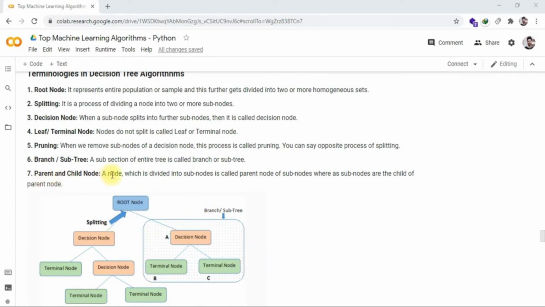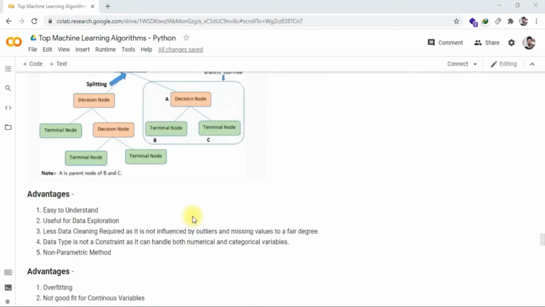And now the parent and child node. A node which is divided into subnodes is called the parent node of the subnodes, whereas the subnodes are called child nodes. So you see that this root node is the parent node and all other nodes are the child nodes. Similarly here, these two terminal nodes are the child nodes, and this decision node is the parent node of these two nodes. So I hope you guys understand until this.